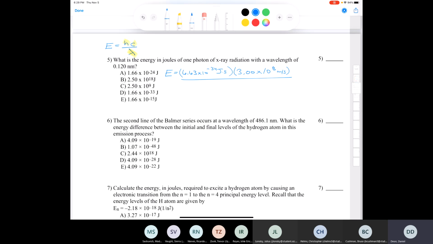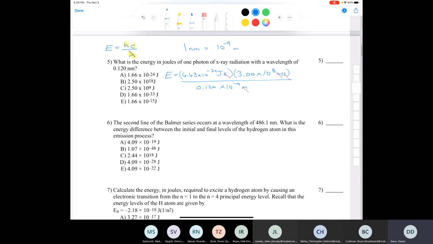And we're going to divide that by the wavelength, which is given in nanometers, but since 1 nanometer is equal to 10 to the negative 9 meters, we can write that as 0.120 times 10 to the negative 9 meters. It just makes putting it in your calculator a lot faster. We see that meters and seconds cancel. We're left with our energy in units of joules, which is good. And we get that our energy of X-ray radiation with a wavelength of 0.12 nanometers is 1.66 times 10 to the negative 15 joules. So that's how much energy one photon of radiation with this wavelength has.